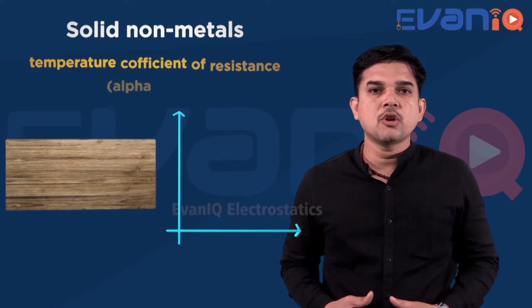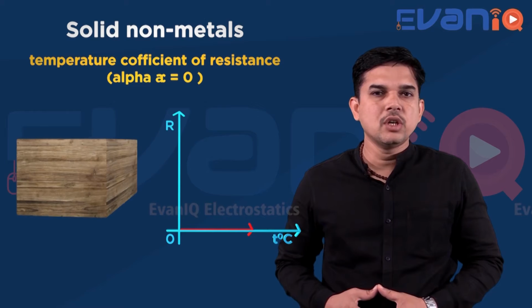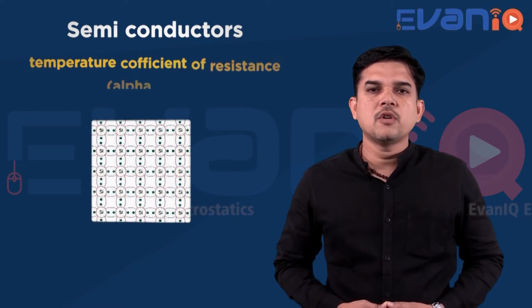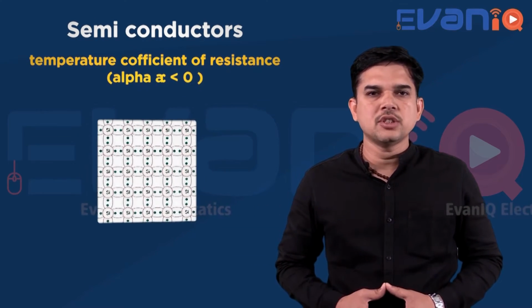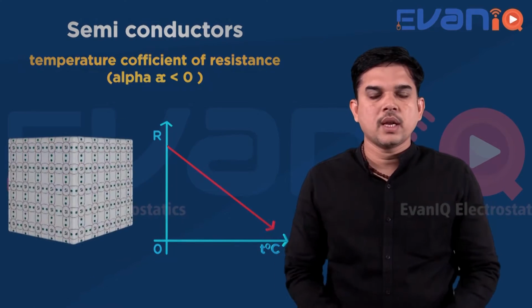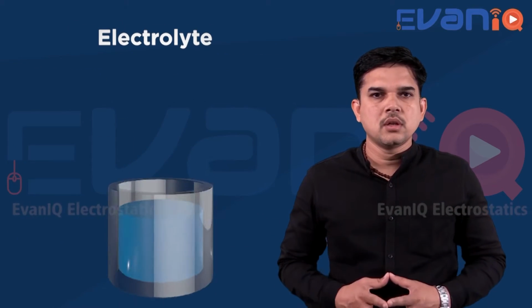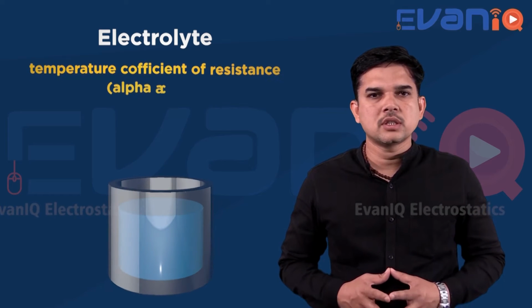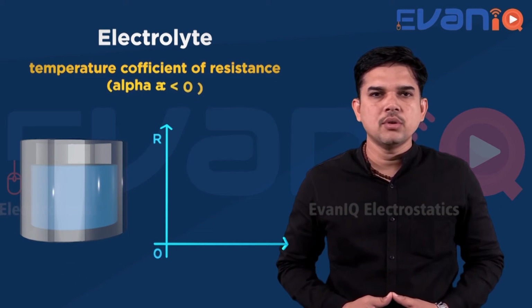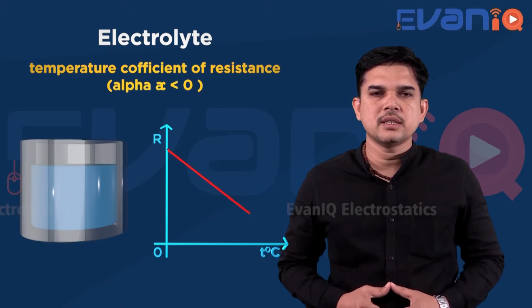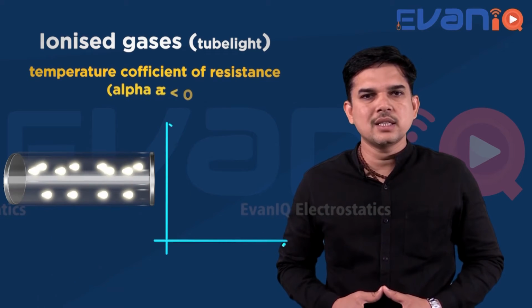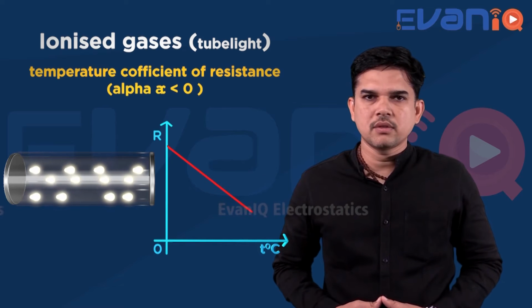It means the temperature coefficient alpha is equal to 0. For the semiconductors, temperature coefficient alpha is less than 0. It means it's a decreasing curve. In case of electrolyte, the temperature coefficient for this electrolyte solution is again less than 0 and the curve will be decreasing. For the ionized gases, alpha is less than 0 and it is a decreasing curve.